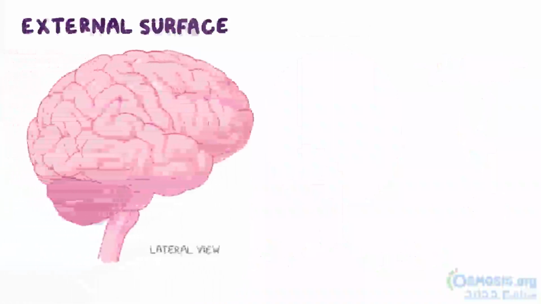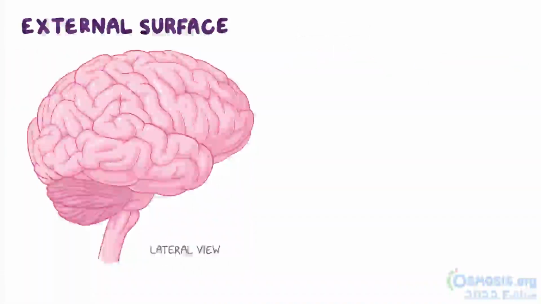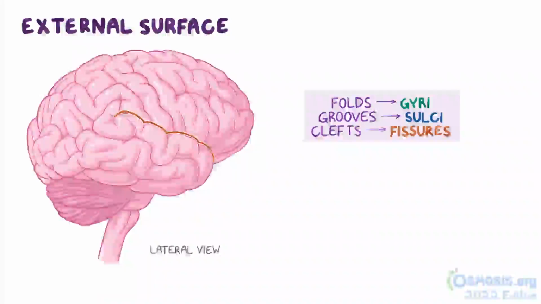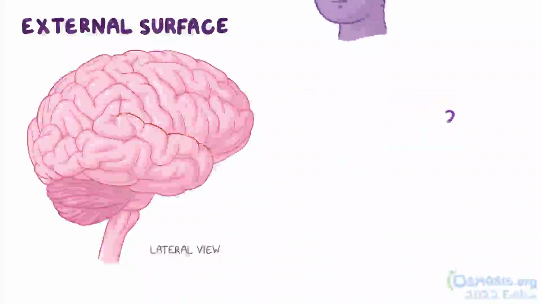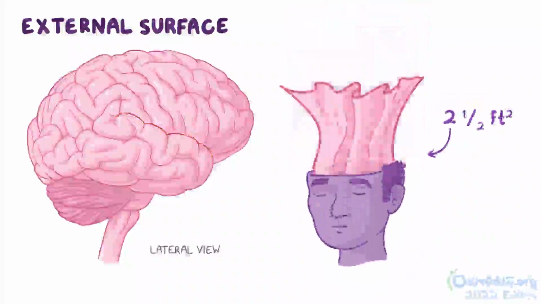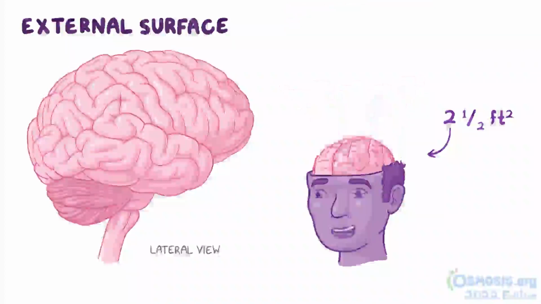Now, taking a step back and looking at the external surface of the brain, we can see that the cerebral cortex is not flat, but covered with many folds called gyri, which are separated by shallow grooves called sulci, or by deeper grooves or clefts called fissures. One function of these gyri and sulci is to allow nearly 2.5 square feet of the cerebral cortex to fold in on itself, allowing it to fit within the small space of the neurocranium, just like the folds of an accordion when it's closed.